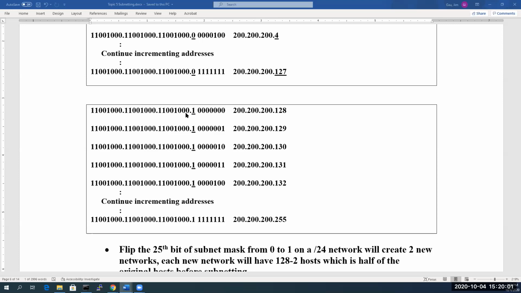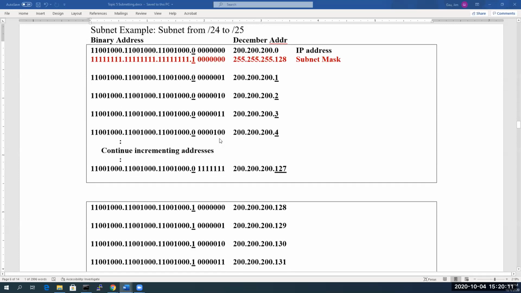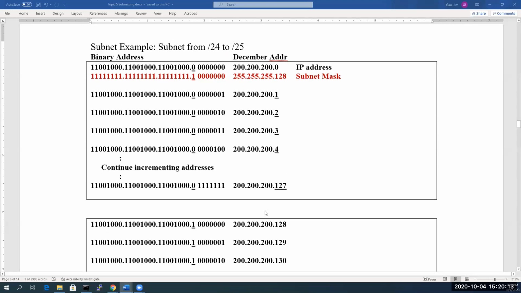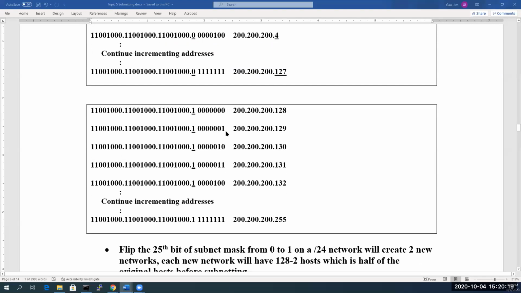And for the first 24 bits, everyone is the same. However, the 25th bit, 1 of course is not the same as 0. Therefore, we created 2 networks, and each network will have half of the IP addresses. From 0 to 127, the first half becomes Grand West, and Grand East is from 128 to 255, because we define this as a new network because of the subnet mask.